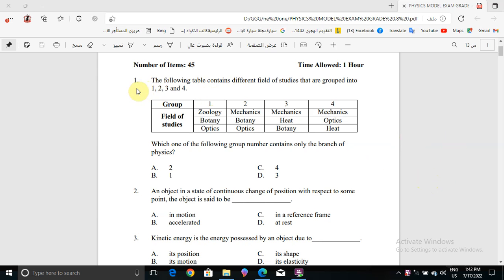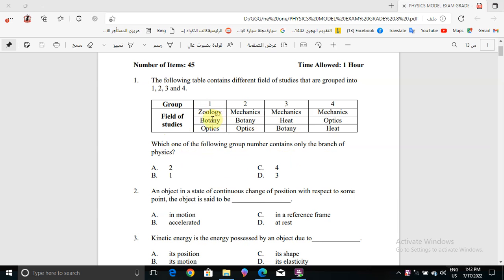Today's model is physics. Now let's start with the first question in this model. The following table contains different fields of studies that are grouped into 1, 2, 3 and 4. Here we have the group and we have the field of studies. Which one of the following group numbers contains only the branches of physics?